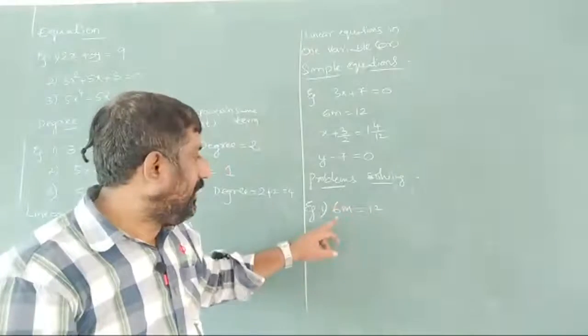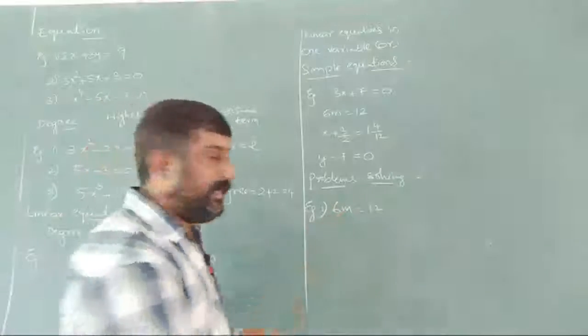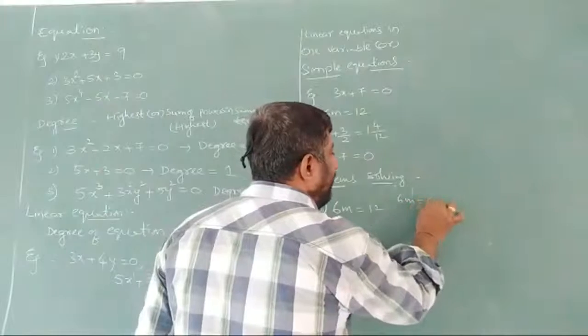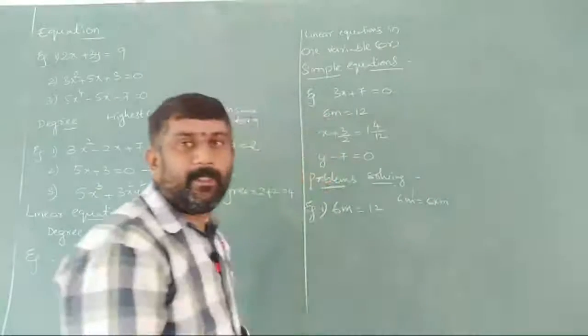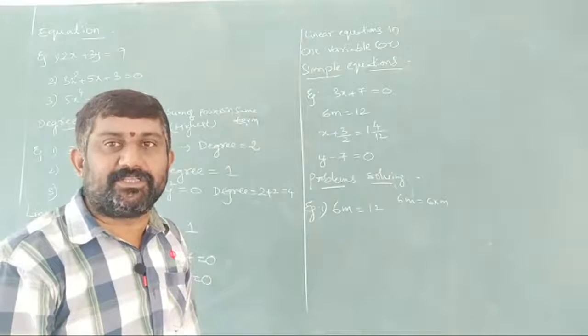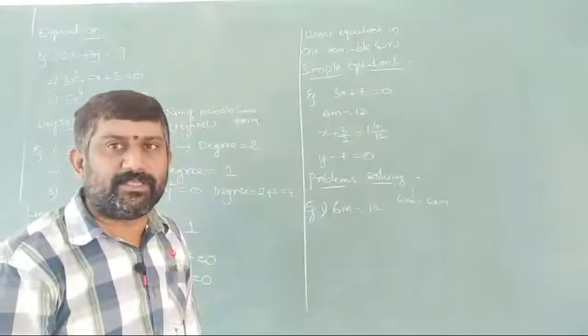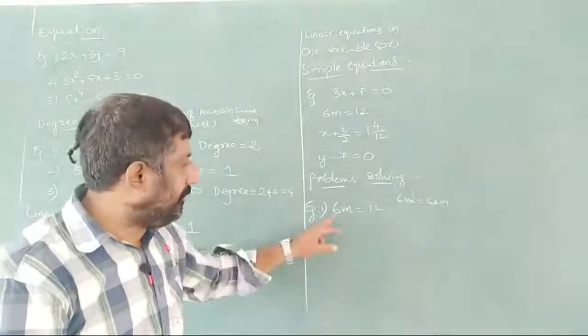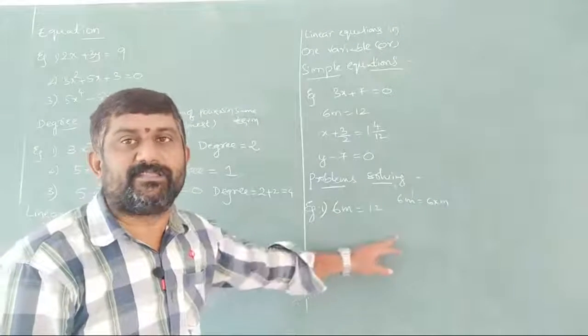How? 6m is nothing but 6 into m, a multiple of m. What is the opposite operation of multiplication? It's division. The opposite operation of multiplication is division. So simply we are sending this 6 to the other side.